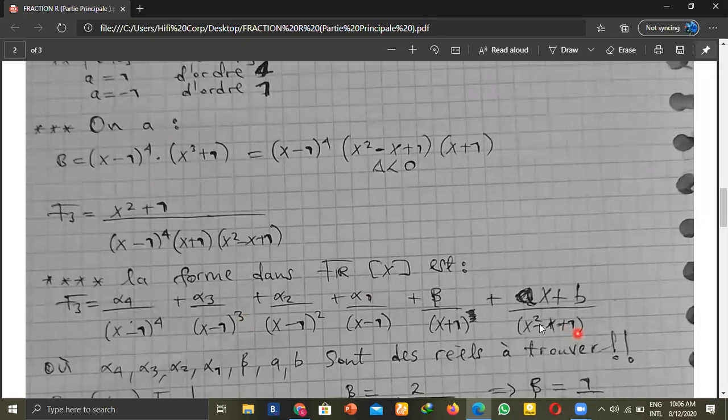So this one has a degree 2 and its polynomial, what we're going to find is supposed to be written like this. This is different from this, which has degree 1, which is just written in this form. So these are the reals that we're supposed to find.